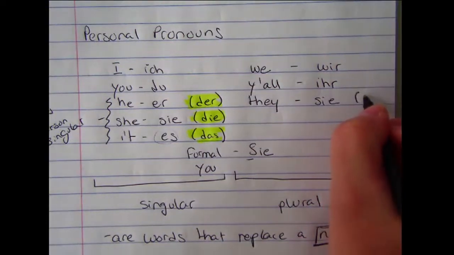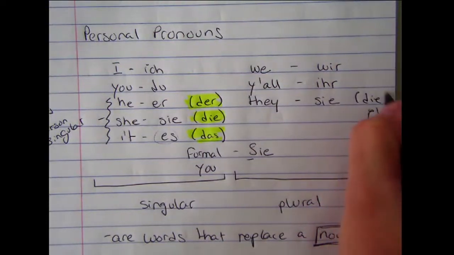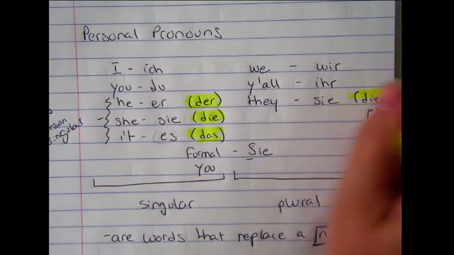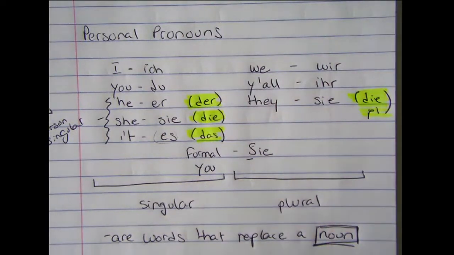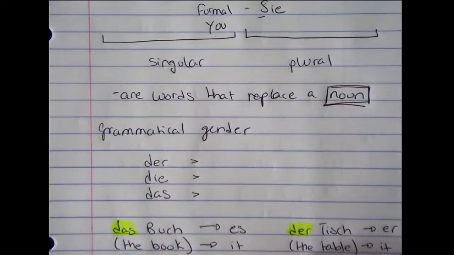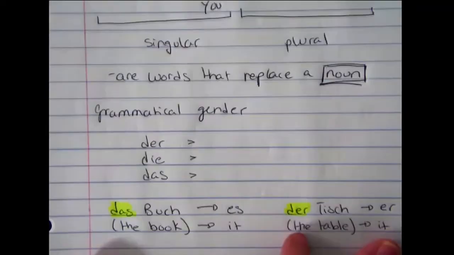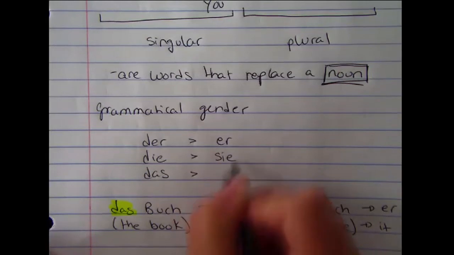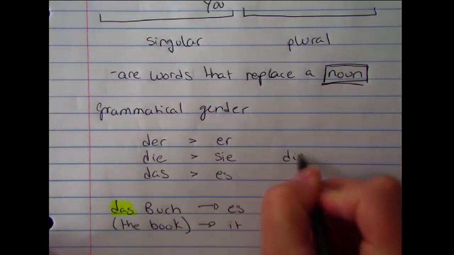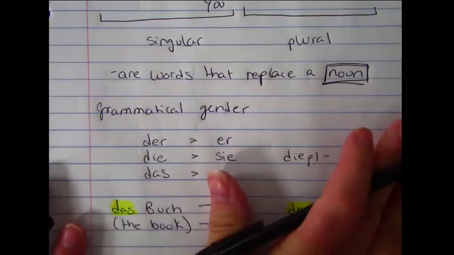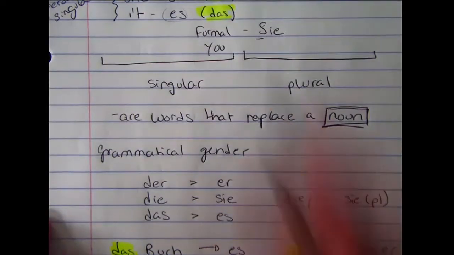So this is your D plural. So if you have a noun that is plural, that's what you would replace it with if you were using a pronoun, and that is also what you would conjugate the verb for if you needed to. So pronouns are words that replace a noun. That can be a thing or a person, and they correspond to gender. So yeah, D plural is C plural. Okay, so those are your pronouns.